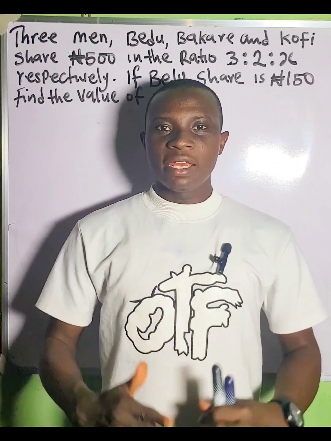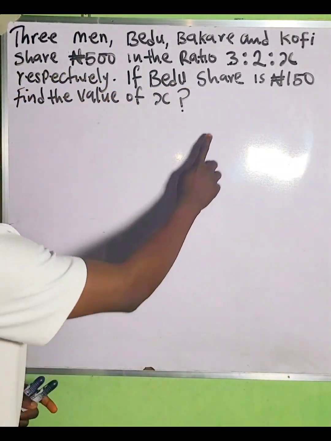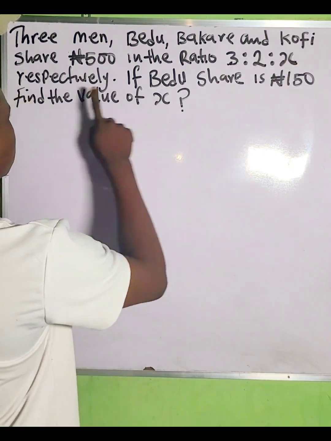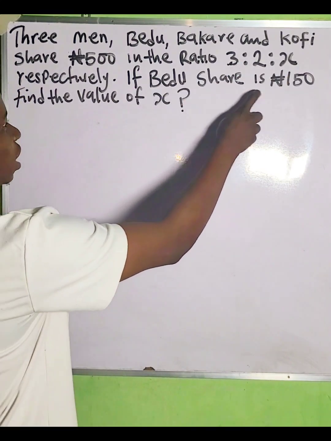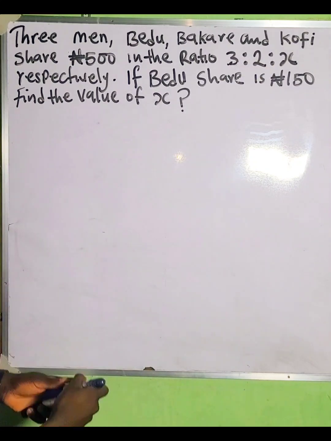3 men, Bedu, Bakire, and Kofi, share 500 naira in the ratio of 3:2:x respectively. If Bedu's share is 150 naira, then we are asked to find the value of x from this ratio.